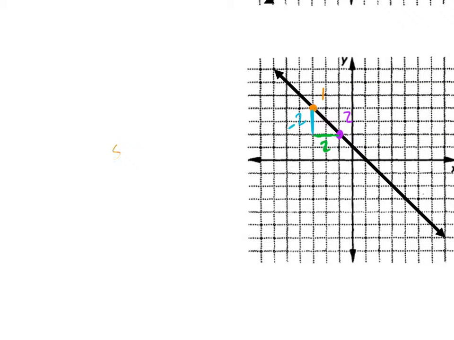The slope is -2 over 2, or I could say -1 over 1, or I could really just say -1. Oh, that would be nice, couldn't it? Because it's the same, they all mean the same thing. Okay? So that's determining slope.